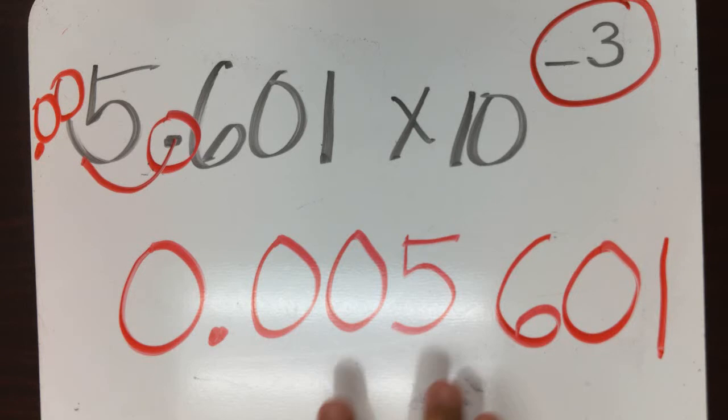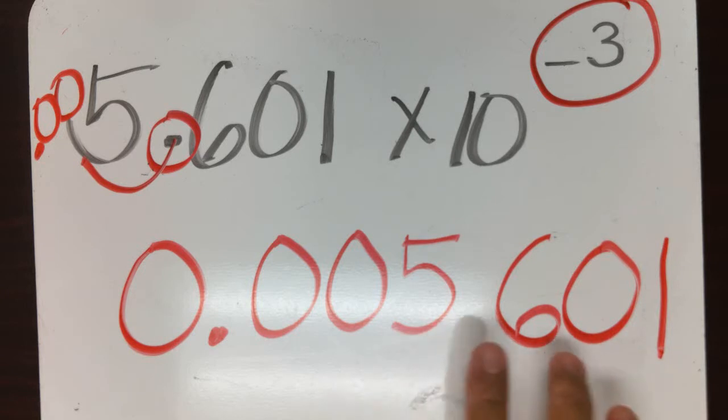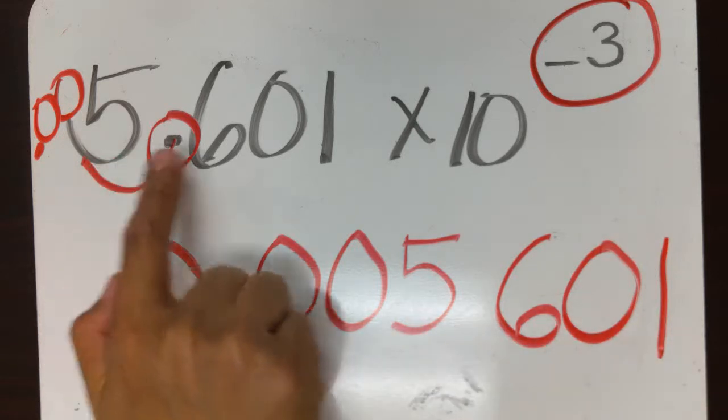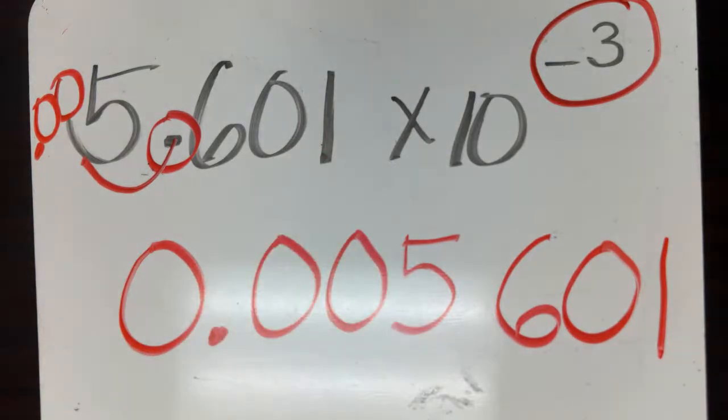We have 4 significant figures in here, 5, 6, 0, 1, which is also the number of significant figures in the given. So we're not changing the significant figures at all.